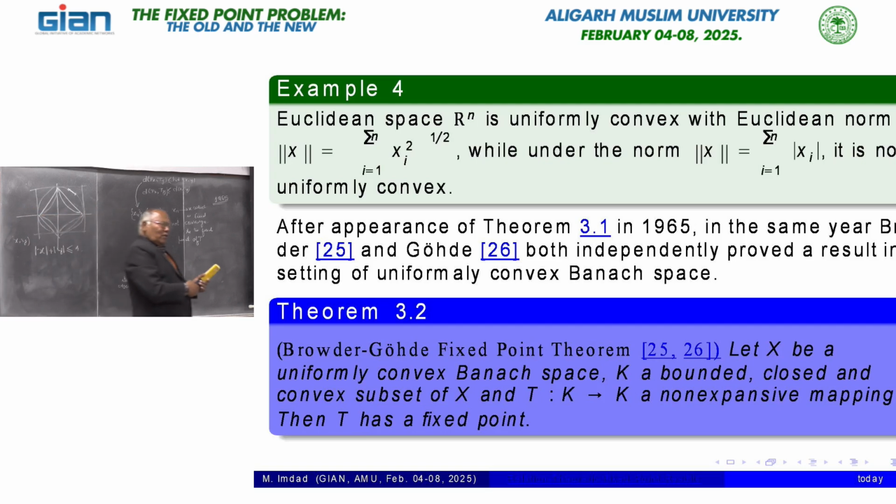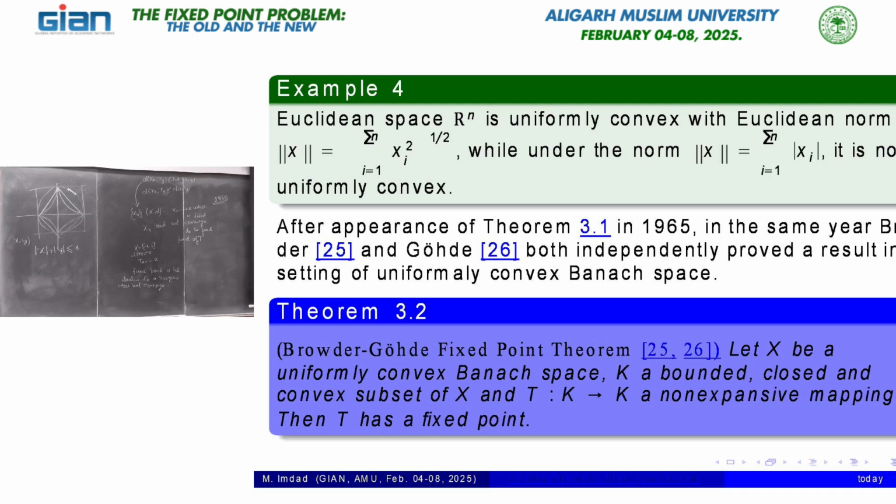So what this example says is that this is not a property of the set, this is a norm property. The same set with a different norm may be otherwise. So R2 with some other norms may not be uniformly convex. Here this very theorem: in a uniformly convex Banach space, K a bounded closed convex subset of X, then T from K to K, a non-expansive mapping, T has a fixed point.